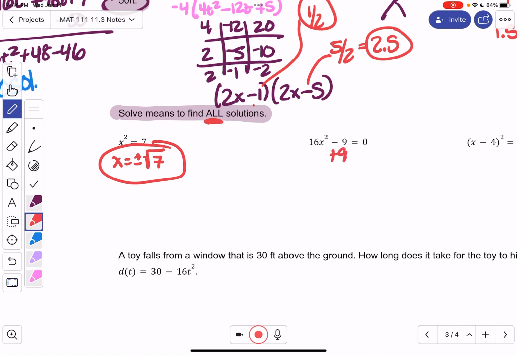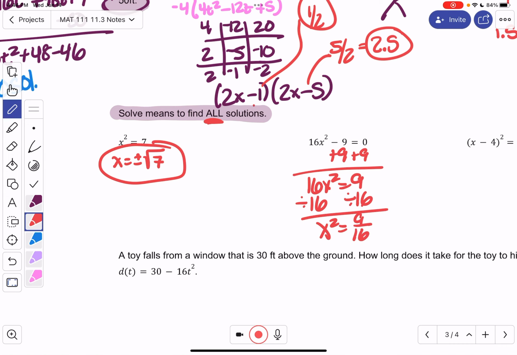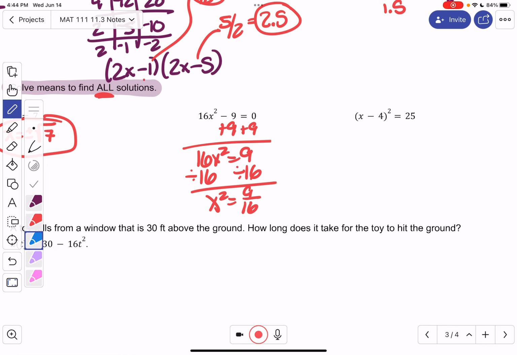Here we just have the x squared, so I'm going to move the 9. Divide both sides by 16. x squared equals 9 over 16. Take the square root to get the x alone. Square root of 9 is 3. Square root of 16 is 4. Don't forget the positive and the negative.